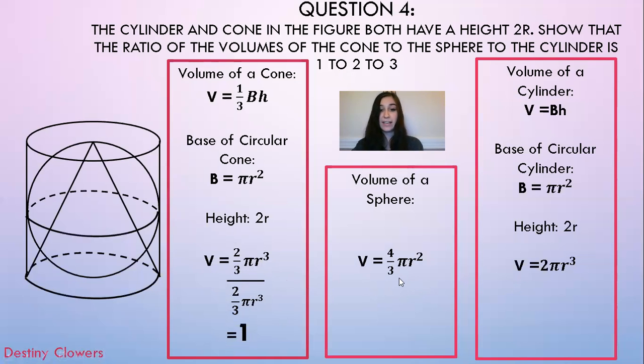Now we're going to divide the volume of a sphere by the volume of our cone. Once we do that, we get 2. We're going to do the same thing over here. We're going to divide the volume of our cylinder by the volume of our cone, and we get 3. So this shows you and proves that the ratio of the volumes of the cone to the sphere to the cylinder is a 1 to 2 to 3 ratio.